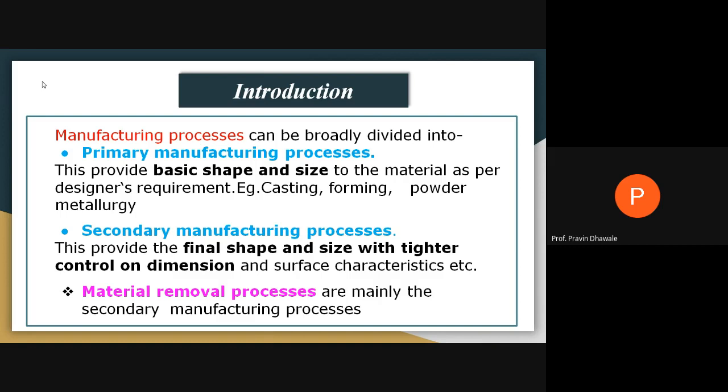Just mark a point, that is, the manufacturing process will be divided into two types. Right, first type, that is primary manufacturing process. You can write it will provide basic size and shape. Example, casting, forming. Second type, secondary manufacturing process. It will provide final shape and size with a good tolerance and a good surface finish. And whatever the material removal processes, all come under the category of secondary manufacturing.